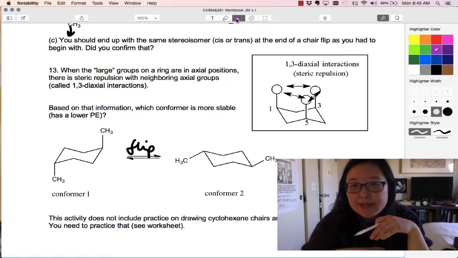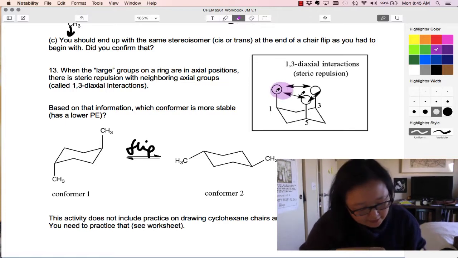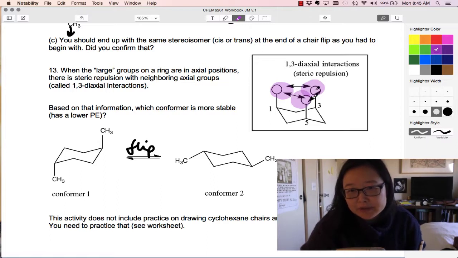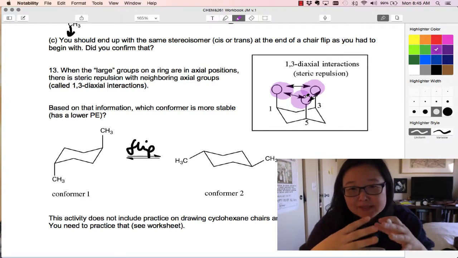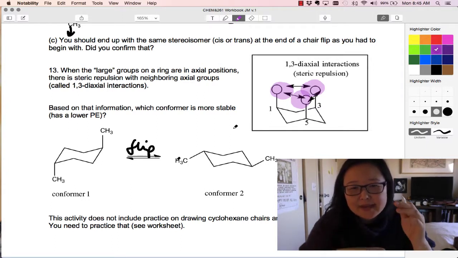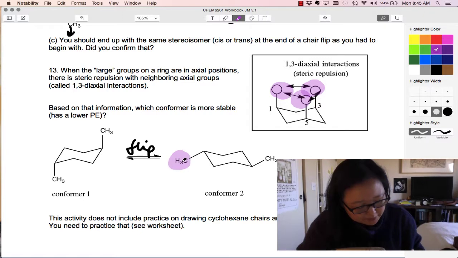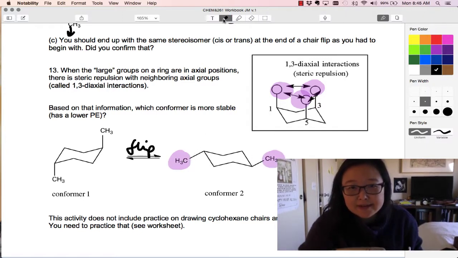So if I were to imagine their electron clouds, these axial ones have clouds that are very close to each other, creating repulsions. We call those 1,3 diaxial interactions, and that's considered a type of steric repulsion. Okay, so that term might be new to you. Steric repulsions referring to groups that are close together, similar to our eclipsing strain from before. So now we have these methyl groups. They're farther away, so they're not interfering as much with the hydrogens that are in here.